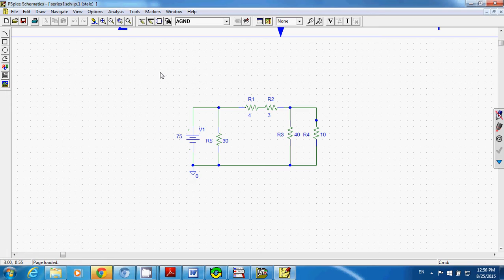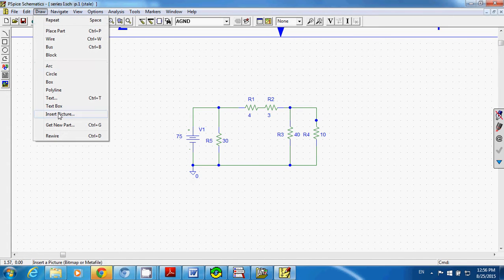I'm going to start with PSpice first. I have the DC source voltage 75 volt, and just to refresh those who already forgot how to use PSpice, I'm going to do something very quick to draw the circuit. First, you need to get the DC source voltage, or DC supply voltage.